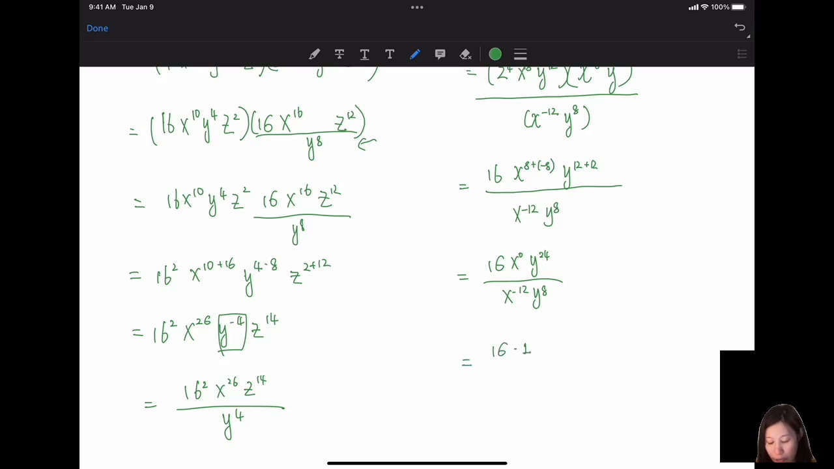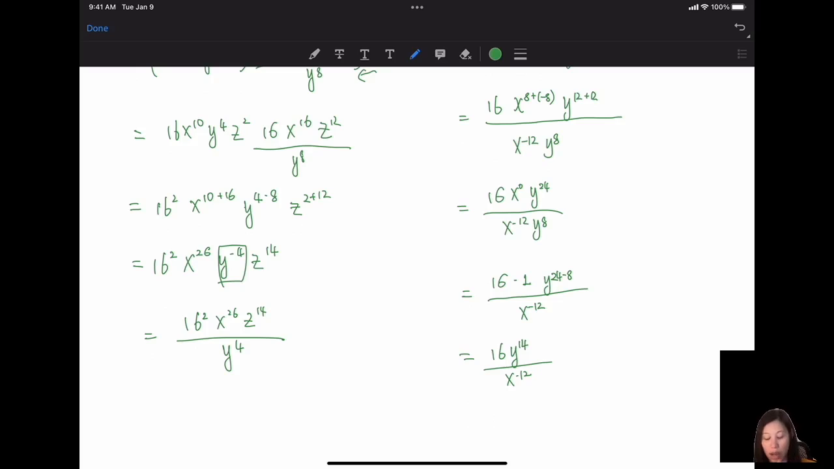We multiply by 1. And y, how do we do y? Quotient rule. By the quotient rule, we have 24 minus 8. And then x to the negative 12. We're still keeping the negative. We have y to the 14th, and then x to the negative 12th. Okay, now you see the negative. How can I get rid of the negative? We flip them, right? We flip them on the top. So the negative sign will be gone. So we have x to the 12th power and y to the 14th power.